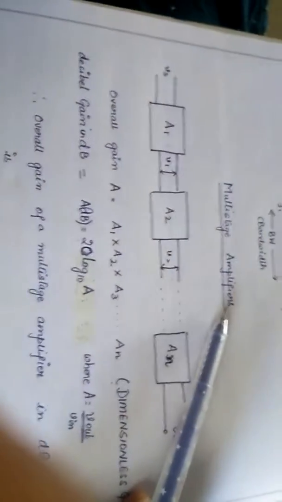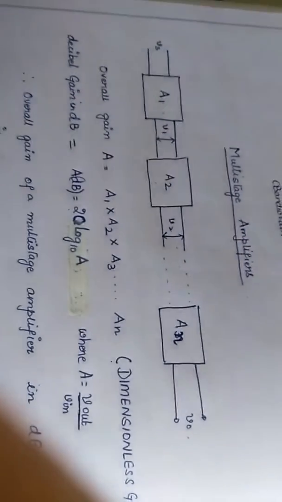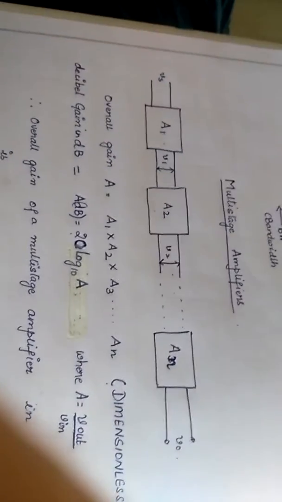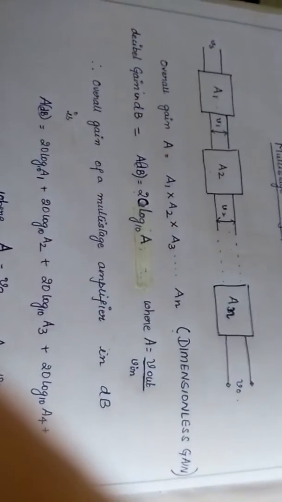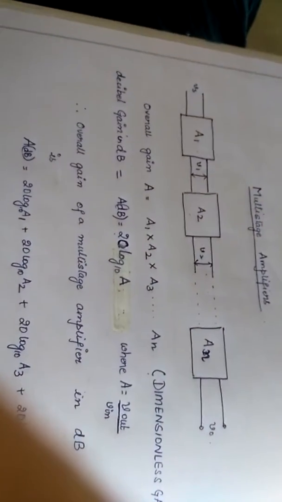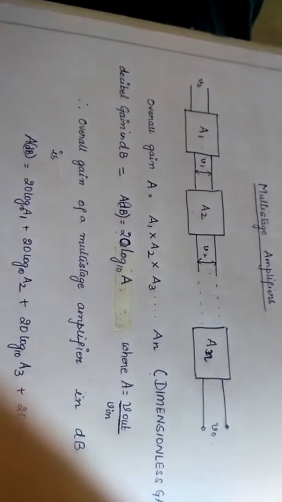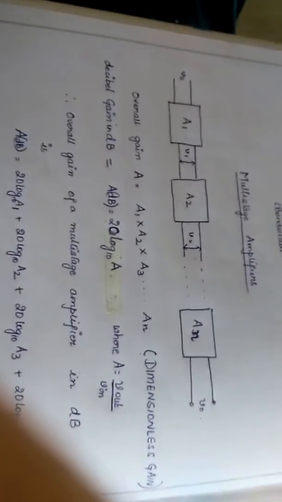To wrap up, why do you need a multi-stage amplifier? You need a multi-stage amplifier because the gain of a single stage amplifier is not sufficient. So, you take individual or single stages and connect them in cascade to get a multi-stage amplifier. What is dimensionless gain? Dimensionless gain is simply the ratio of output voltage to input voltage. What is the overall gain of an n-stage multi-stage amplifier? If the individual gains are A1, A2 and so on until An, the overall gain is simply the product of the individual gains.